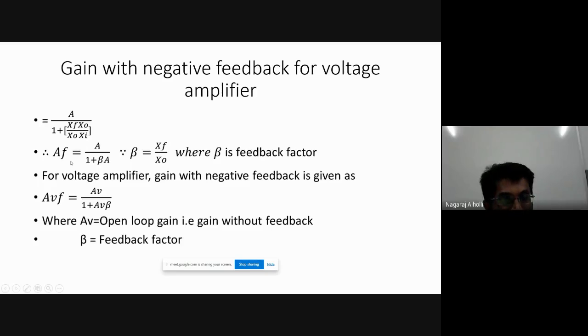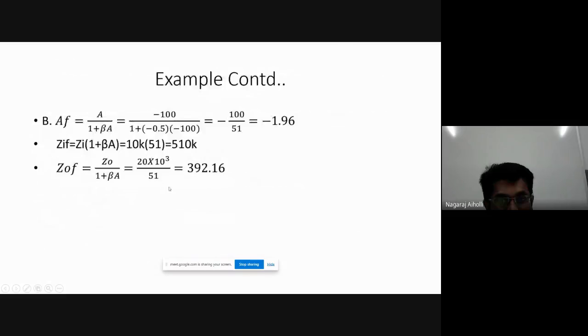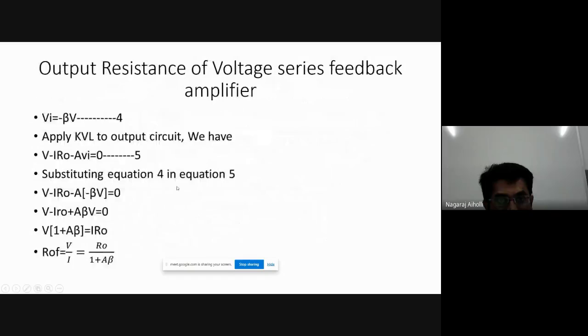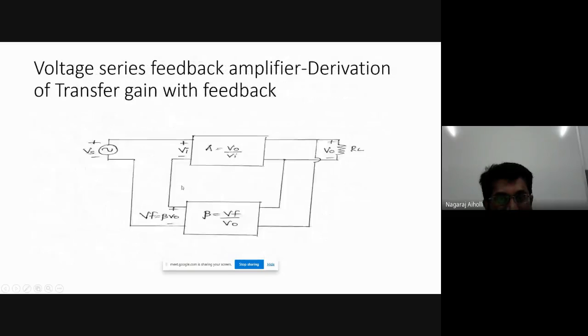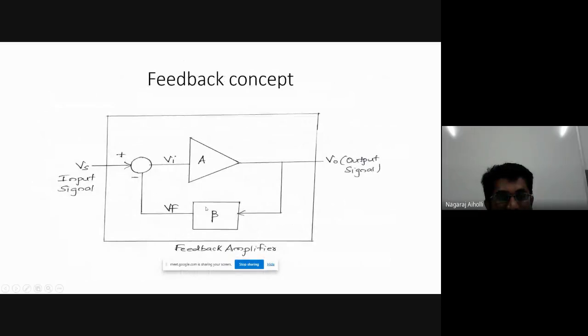Am I right? Therefore, Af will be equal to A divided by 1 plus, what is xf by x naught? It is beta. If we just see the basic block diagram, xf by x naught is beta. Xf is the output, x naught is the input. So xf divided by x naught, or vf divided by v naught, is beta, correct?